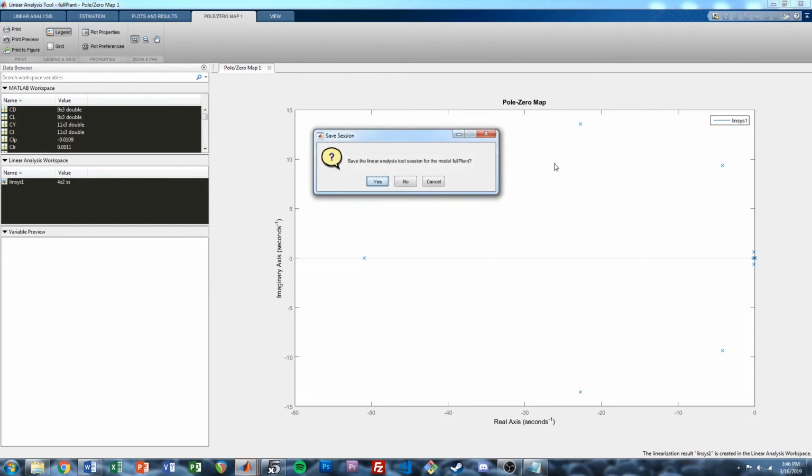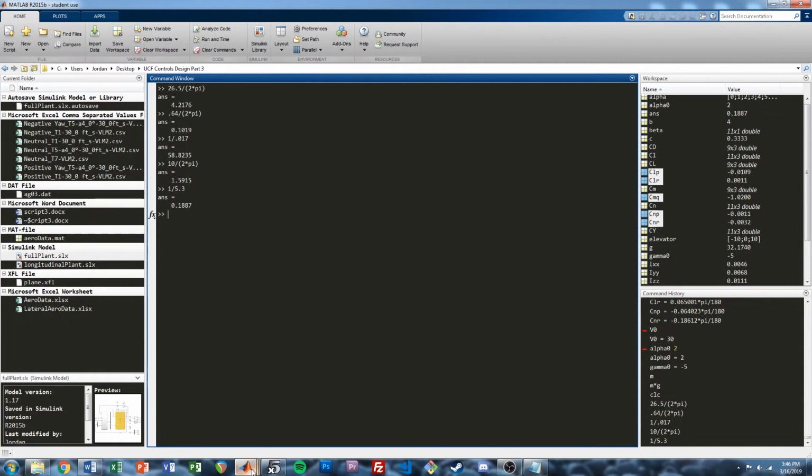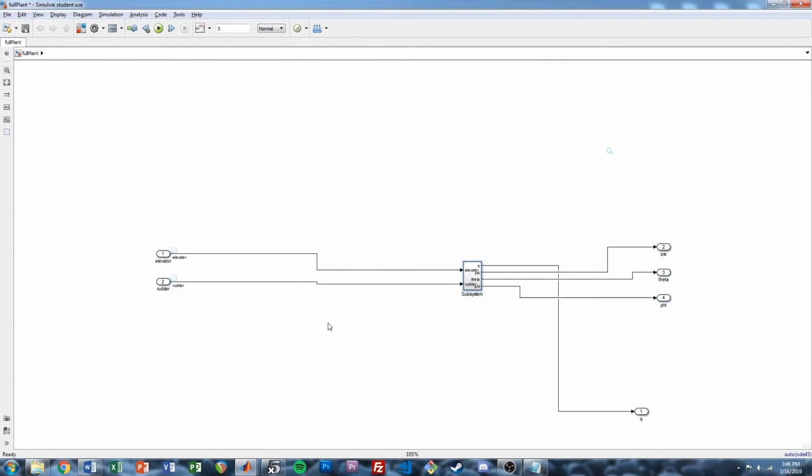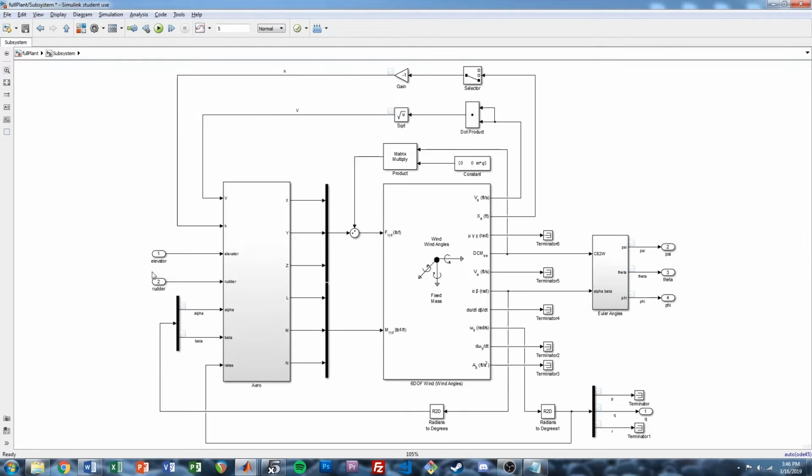I'm going to close this. Plant model looks good. So now we're going to do the actual controller architecture. So let's go ahead and I'm going to Control A again, Control G to make that all just one big subsystem. I'm going to have to relog my inputs, the elevator rudder inputs. So this is elevator, rudder, stream those.